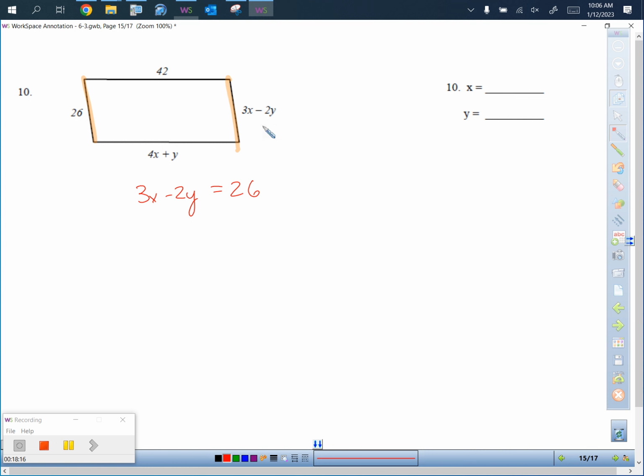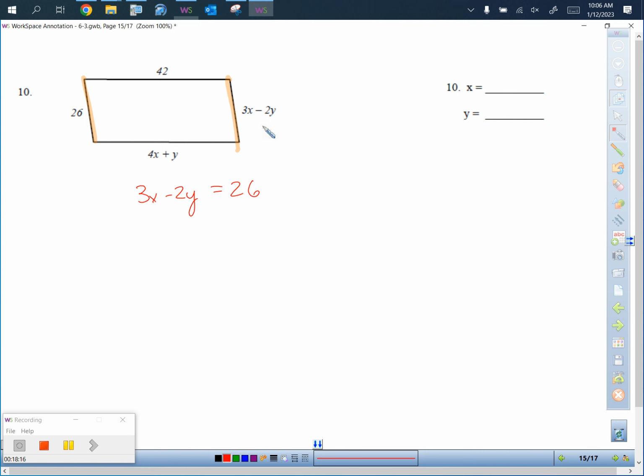And that is a danger zone. What don't you like about that guy? It's true. What don't you like about him? It has an x and a y with it. And here's what that's a clue for. I'm not going to beat around the bush. That's a clue that we need to set up a system of equations.